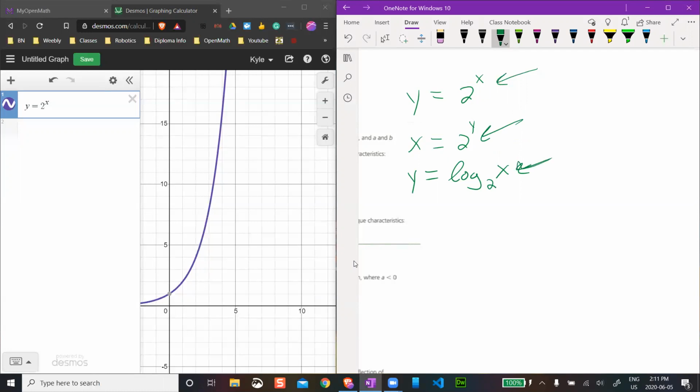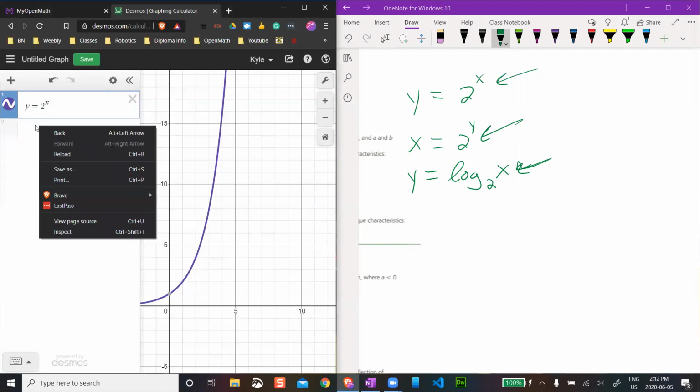This one could go in your calculator better. You could actually graph this one, and I'll do that right now. So let's see what that looks like. I'm going to graph it below this one.